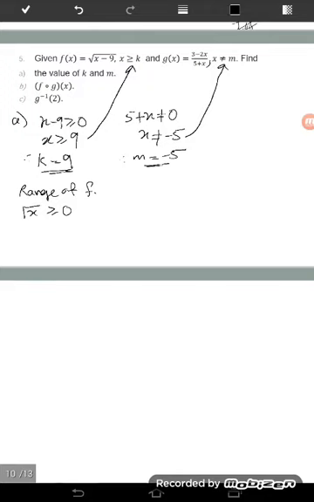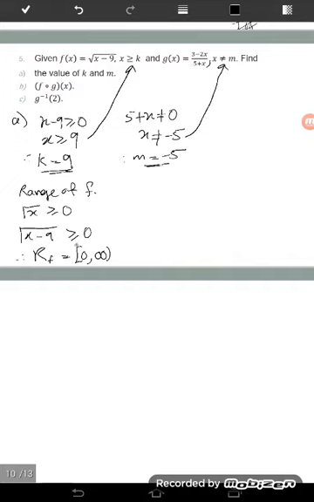Okay. So this one square root minus 9. So minus 9 inside the square root. Okay, so this one x minus 9. So dia takkan effect dekat sini lah. So it is greater or equal to 0. Okay. So therefore range of f is 0 until infinity. Okay. So yang ni dia tak ada effect lah dekat range ni.